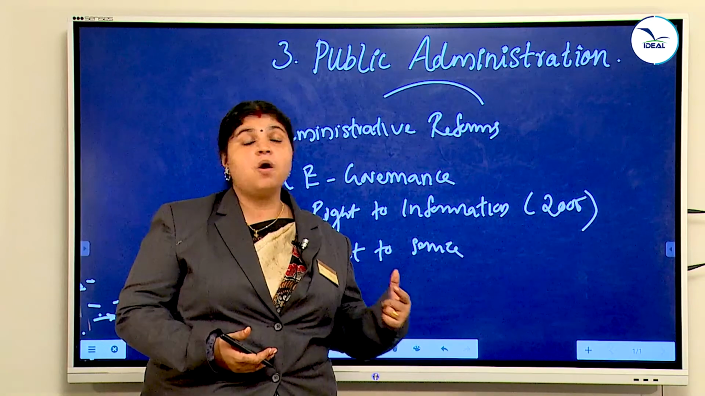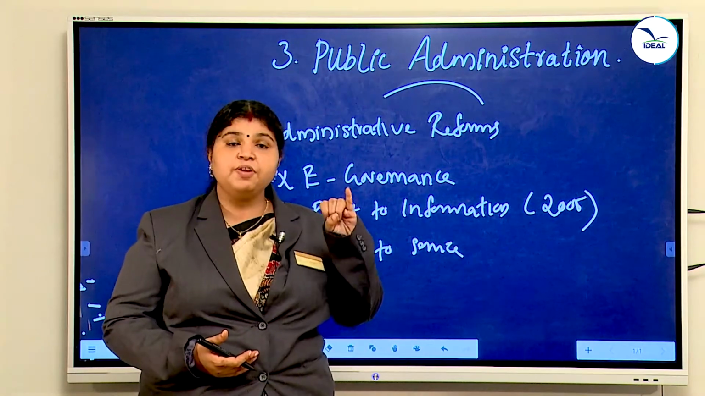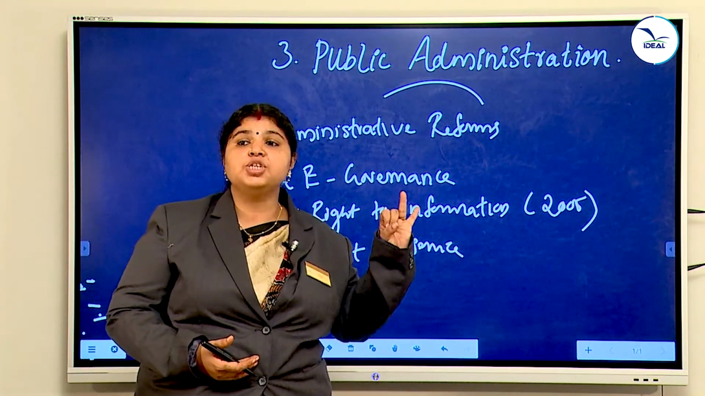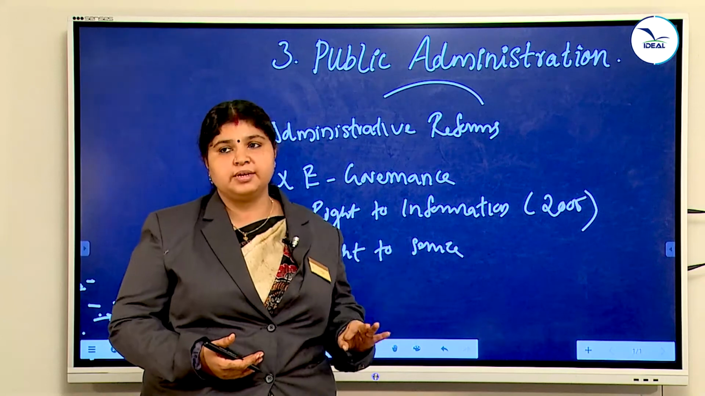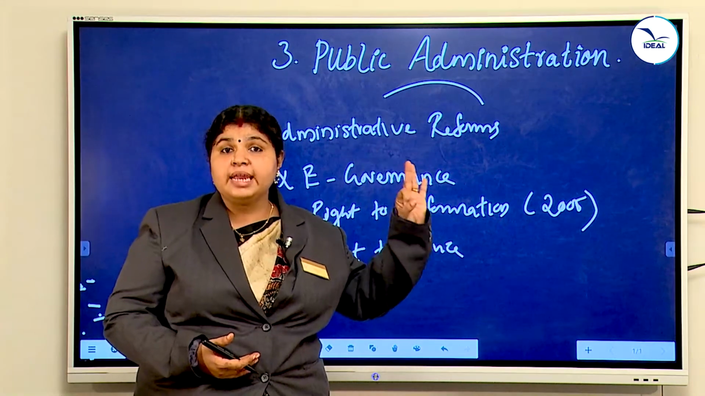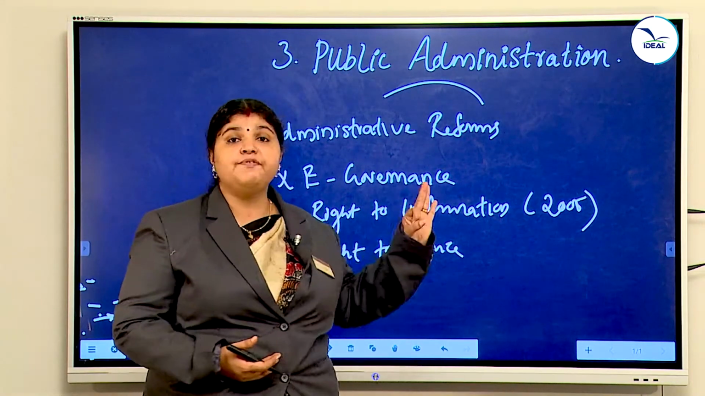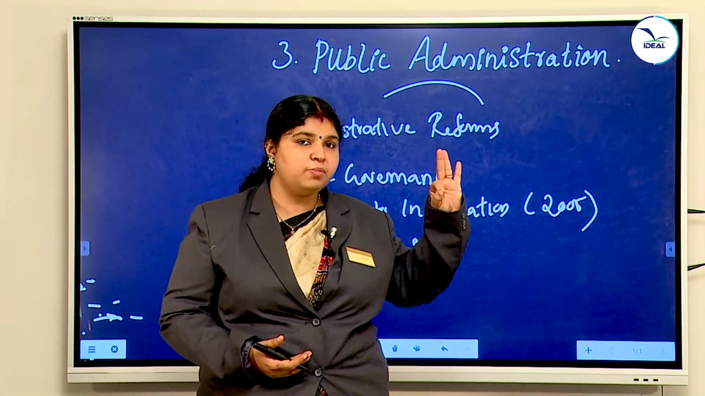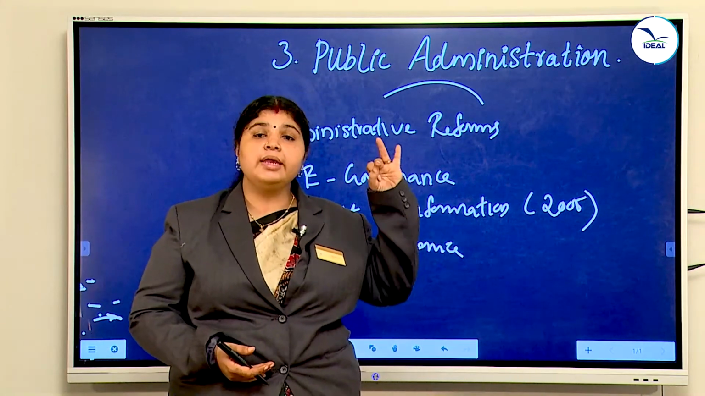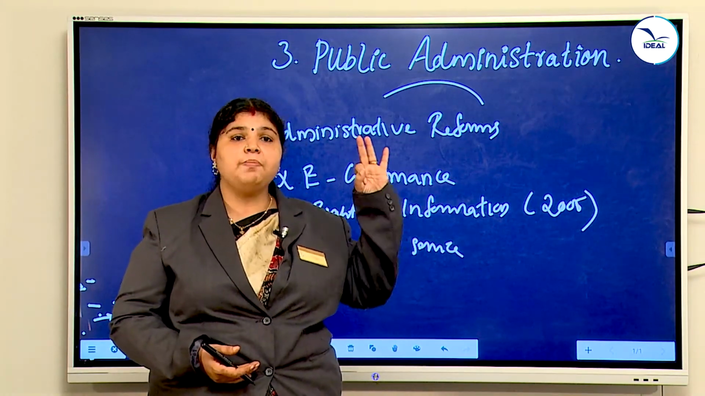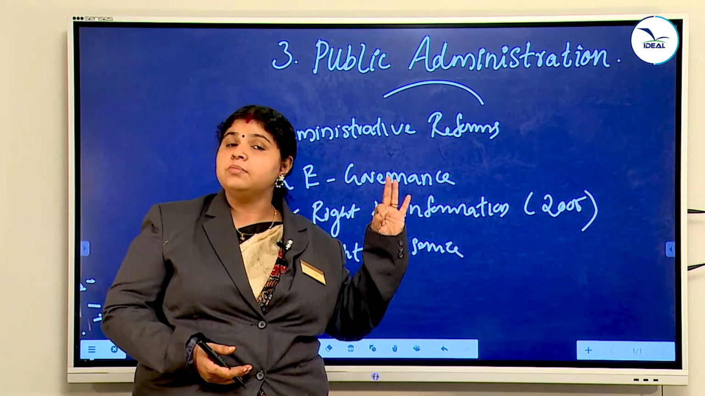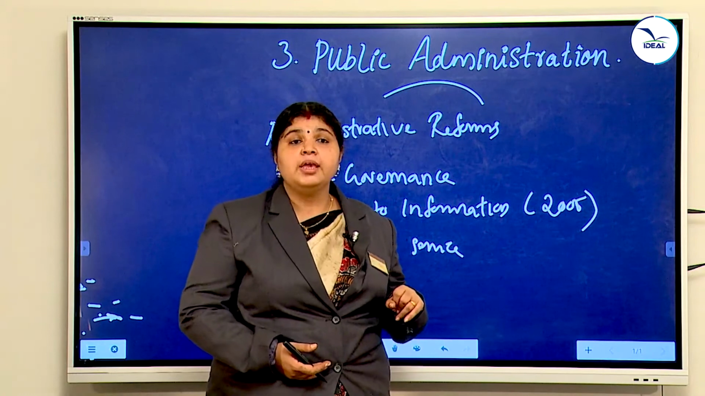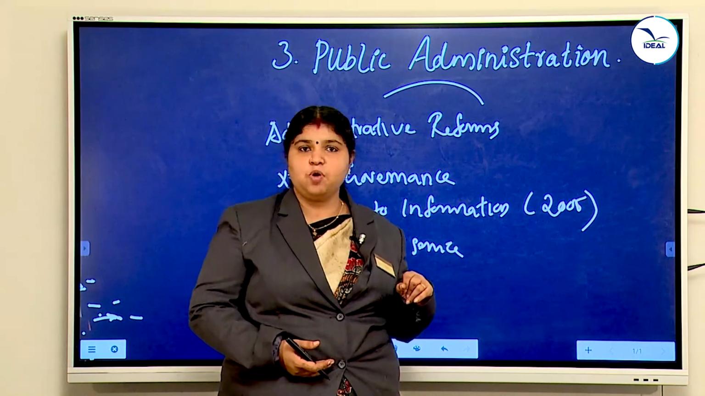The main aims of Right to Information are to prevent corruption, create responsibility, and make the functioning of government transparent. These are the three great aims of the Right to Information Act. Then, according to the Right to Information Act, an information commission was formed.